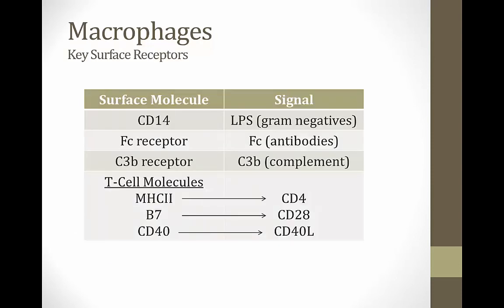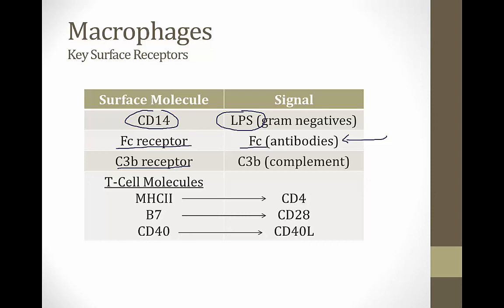On this slide, I've listed some of the important surface receptors found on macrophage cells. CD14 is the surface receptor that binds to lipopolysaccharide in gram-negative bacteria. There is an Fc receptor that can bind to antibodies. It binds to the Fc portion of antibodies. We'll talk more about antibodies in the module on B cells.